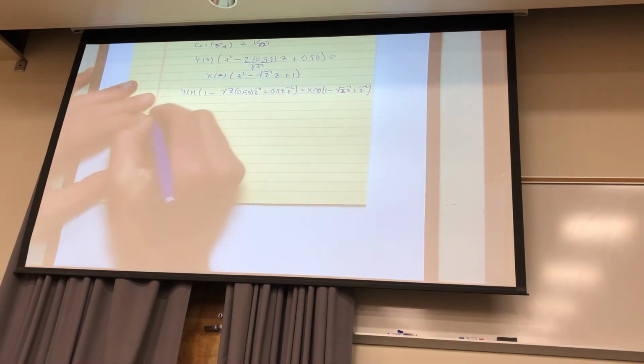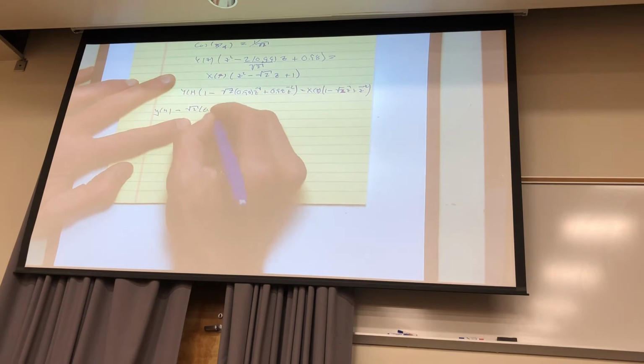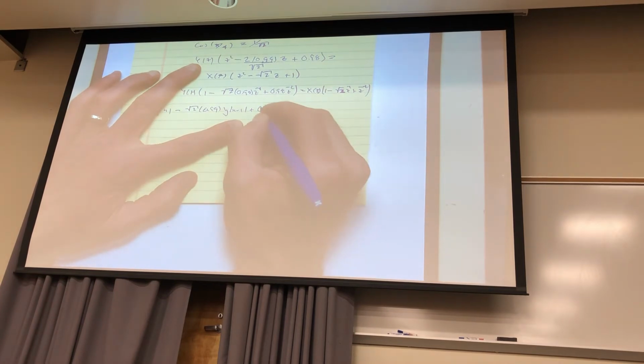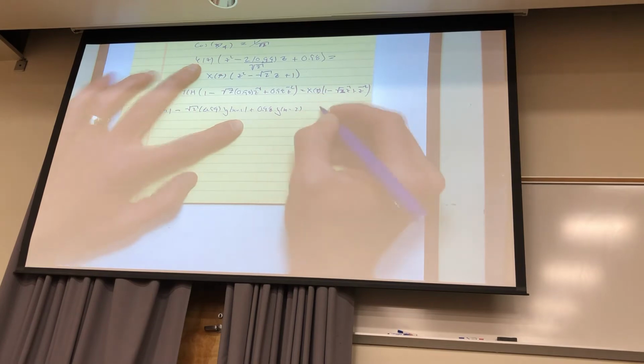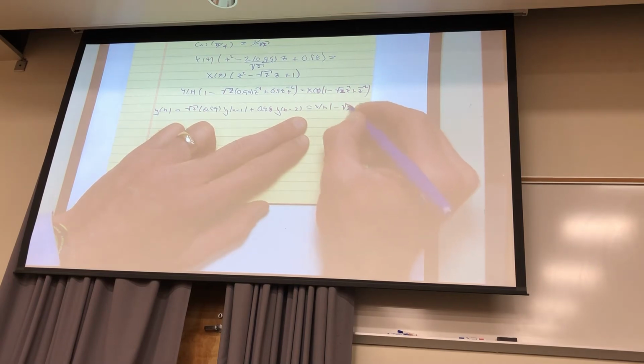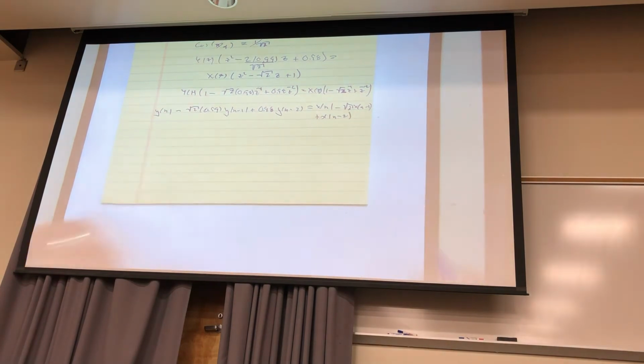So at this point, we get simply y of n minus square root of 2 times 0.99 times y of n minus 1, plus 0.98 times y of n minus 2, is equal to x of n minus square root of 2 x of n minus 1, plus x of n minus 2. That would be the equation you come at.